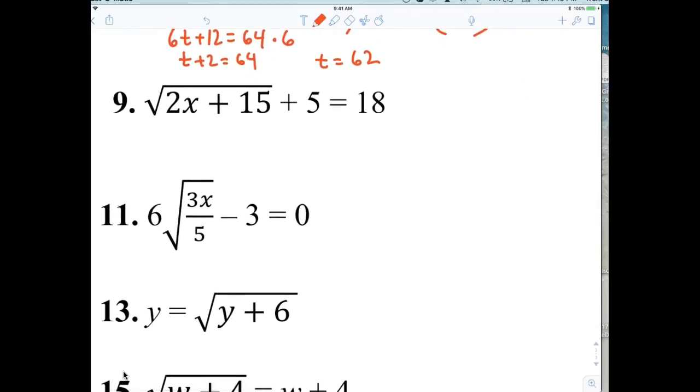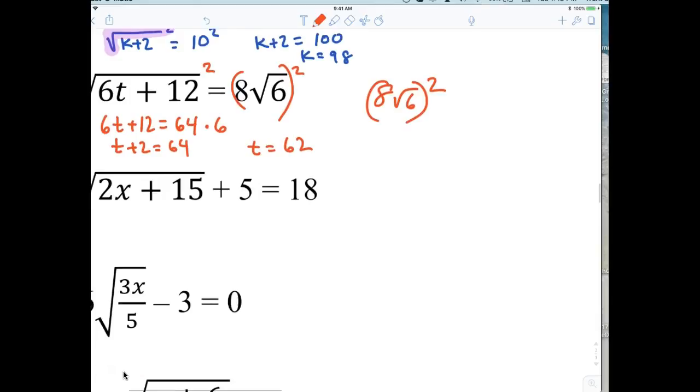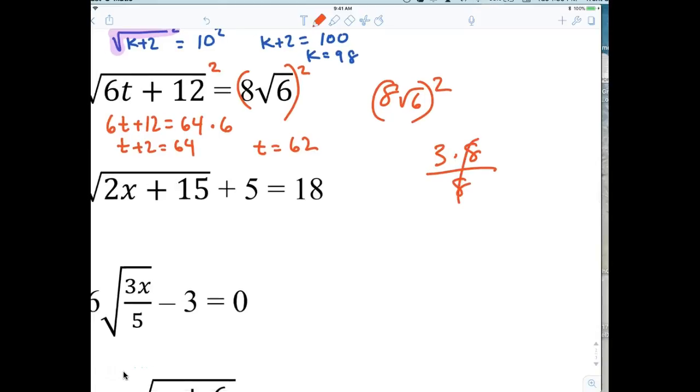All right, so what do I have to do for number 9? Okay, so here's what I'm saying. It's multiplication. Right? So if I said 3 times 8 divided by 8, what's the answer? It's 3. I don't take 8 divided by 8 and then 3 divided by 8. You agree with me? All right.